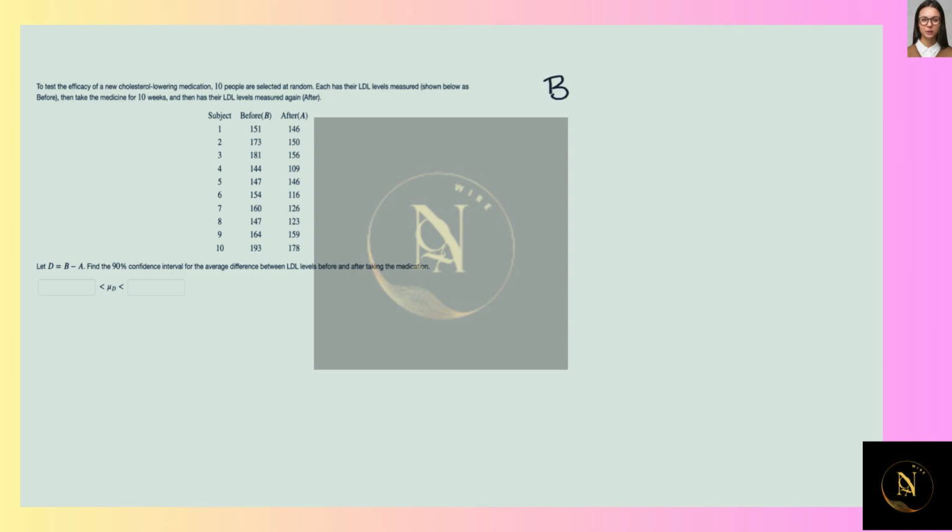So we have before and then we have after. And we need to find the difference of before minus after. So I need to find the mean of before and the after. So the mean of before is 161.4, and the mean of after is 140.9. And so that difference is 161.4 minus 140.9 is 20.5.